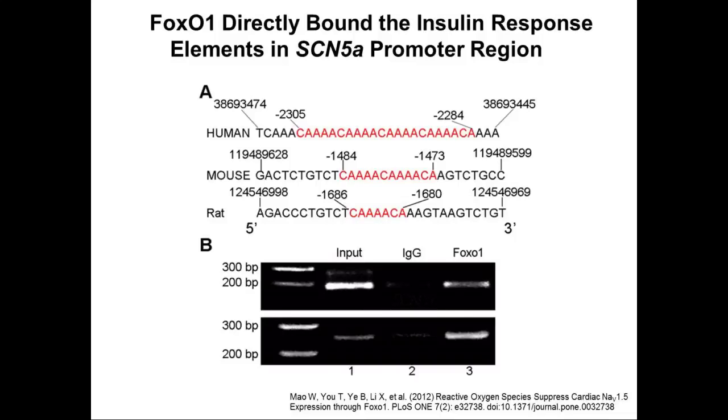We use one cell line, the HL1 cell line. It's a cardiomyocyte cell line. Also, we do ChIP assay in the myocardium. We found basically FOXO1 is recruited to the promoter region of these channels.